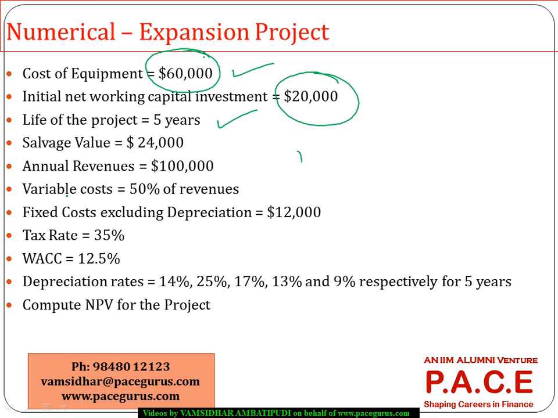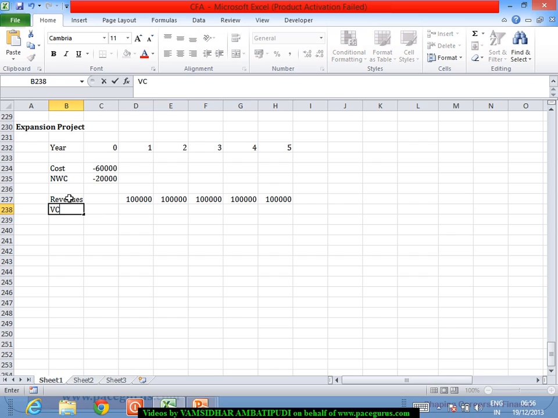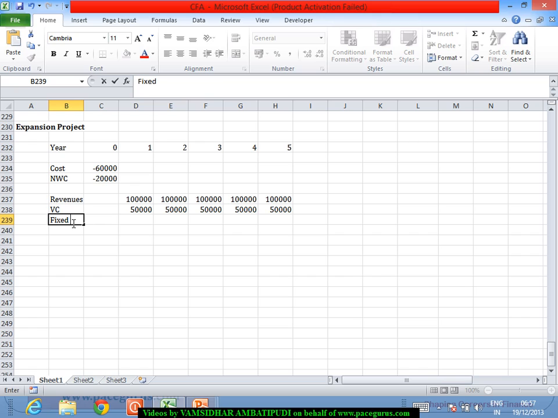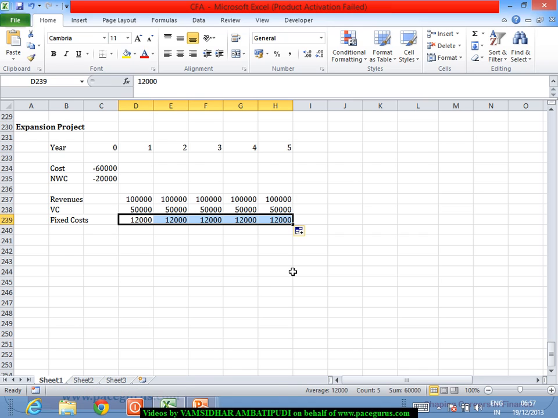Then what are our costs? The variable costs are 50% of the revenues. So variable costs in each of the periods, I am taking as 50% of the corresponding revenues. Then fixed costs excluding depreciation are 12,000, so let me include even the fixed costs. Fixed costs excluding depreciation are 12,000, which are the same across. Probably these things can change year over year.